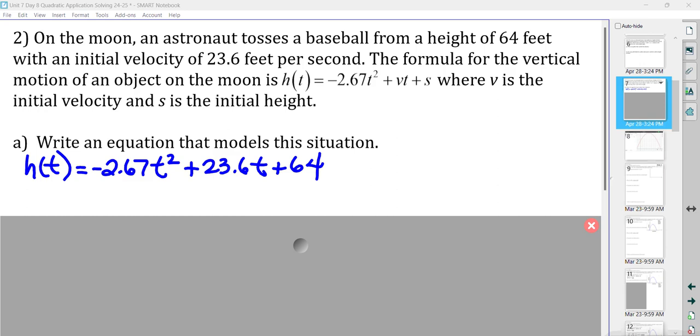Let's take this and put it into our graphing device so we can use it in the future for different key feature questions and also practice setting our window.